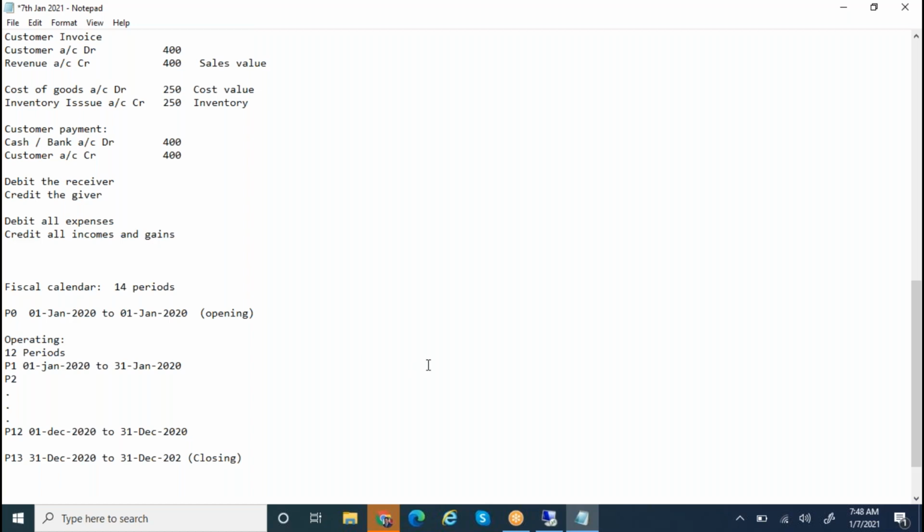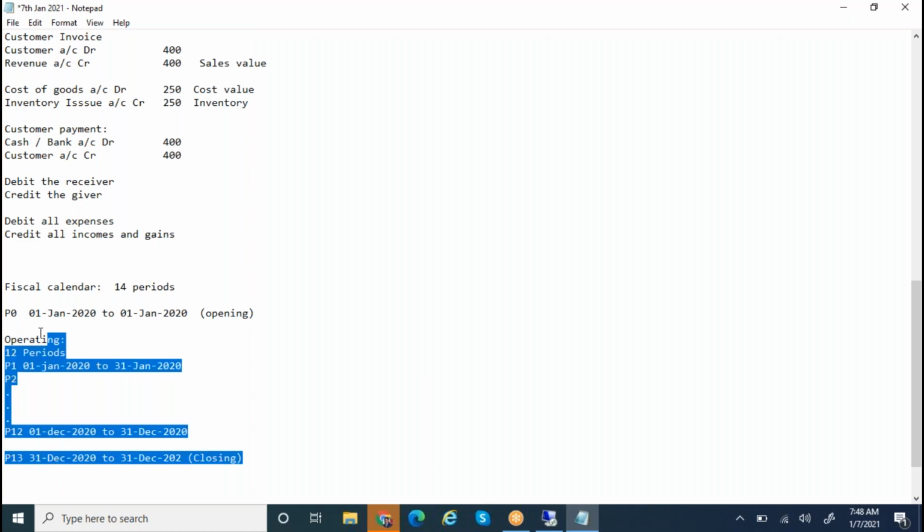If it is SAP, you will find 16 periods. Total 16 periods are given in SAP. Of course, SAP was invented in 1972, a very old application. In Dynamics AX it is 14 periods.